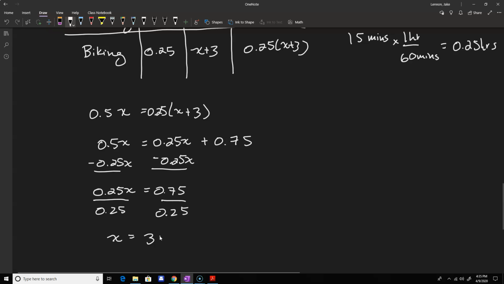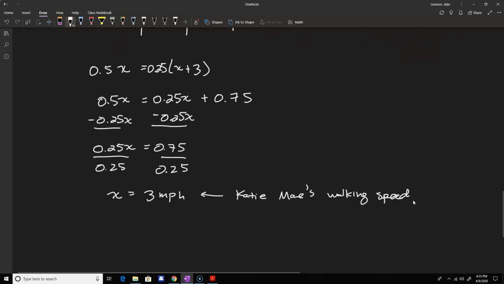So what are the units? The units here are actually now miles an hour, what we have been working with. So this is Katie May's walking speed. Which means if we added 3, we would get her biking speed. So x plus 3 would be 6 miles per hour, which would be Katie May's biking speed.